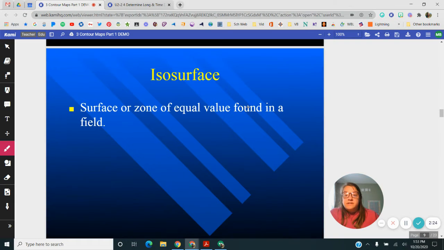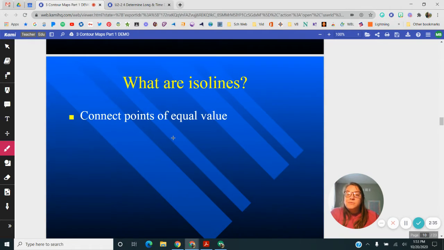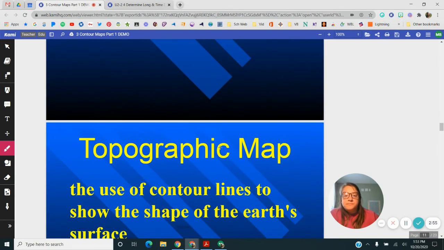An isosurface is a surface or zone of equal value found in a field. An isosurface can be an isoline, an isobar, anything like that, which we'll talk about in a minute. Isolines are what we're going to focus on. An isoline connects points of equal value. So if you had lots and lots of ones on a map, you would connect all those points of equal value, which would be ones. I'll show you how to do that.